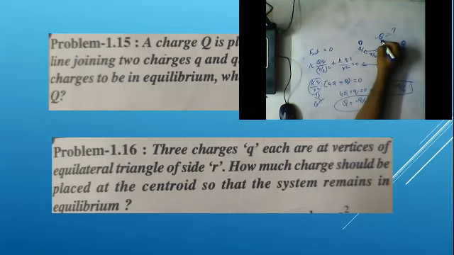That implies capital Q is equal to minus q by 4. So what should be the value of this capital Q? Capital Q value should be equal to minus q by 4. If you keep a value of minus q by 4, the whole system will be in the state of equilibrium. Hope you understood, guys. Okay, now coming to the next question.